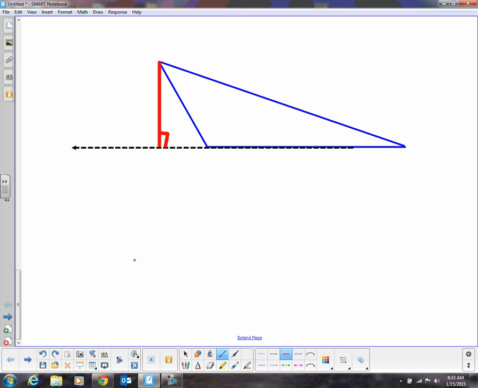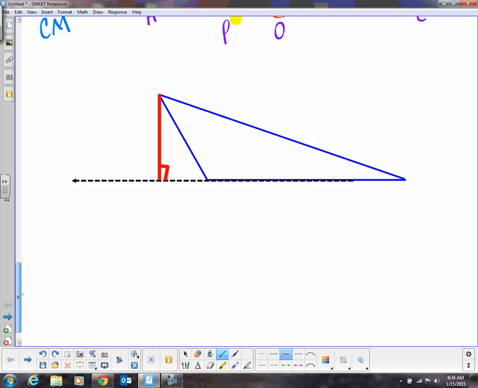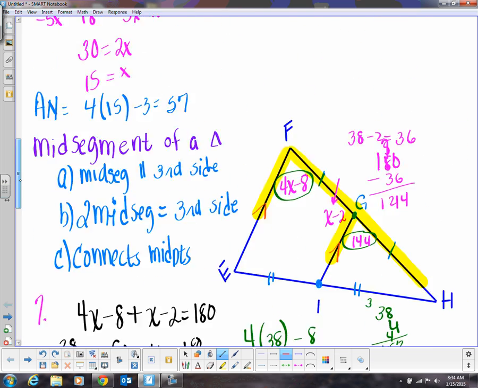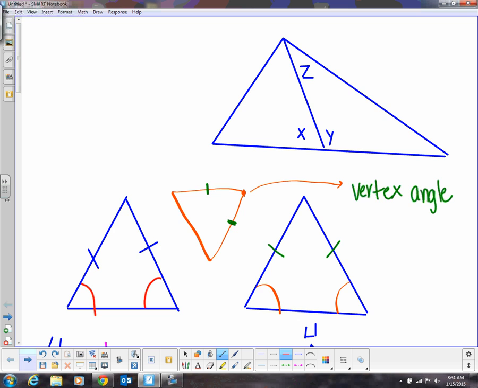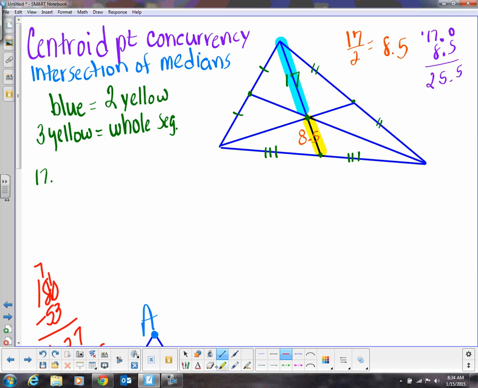Number 18. All right, we're going back to our centroid. Was that on this page? No. Okay. So here's our centroid. So in this one, on 18, this is 18 now. They told us AF is 8x minus 9. And they told us FD is 2x plus 7.